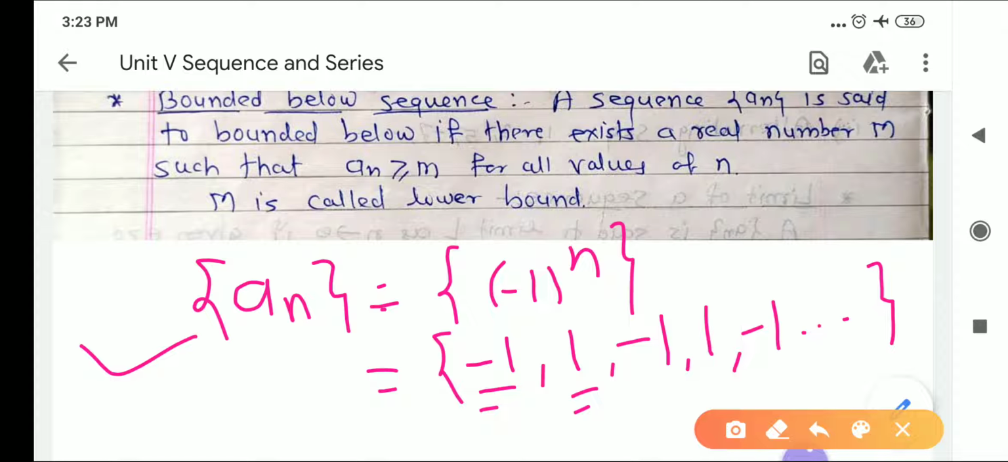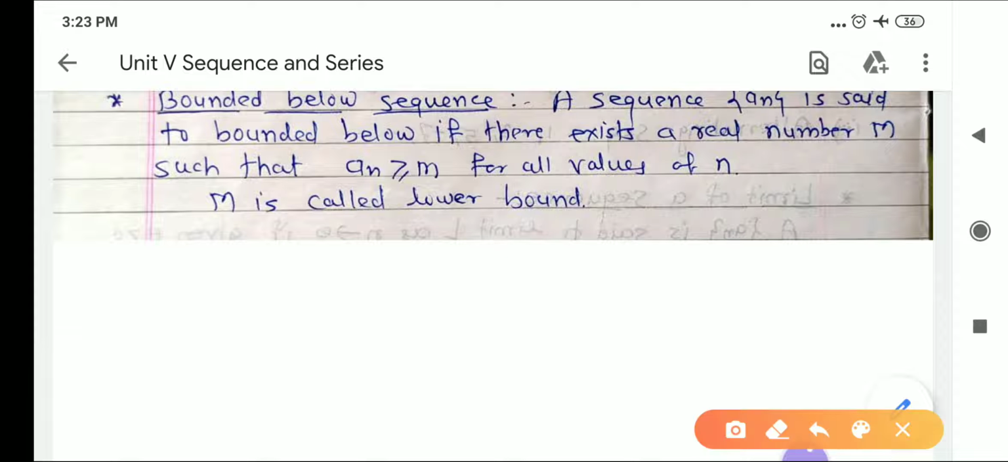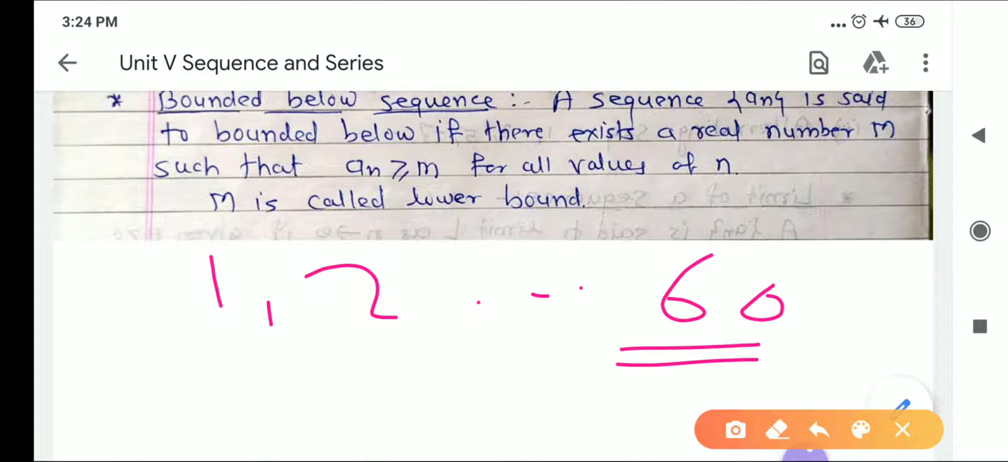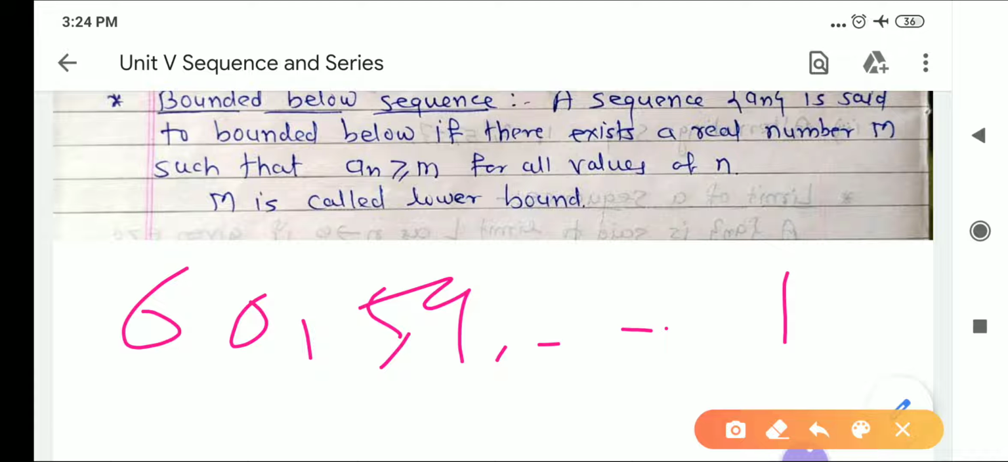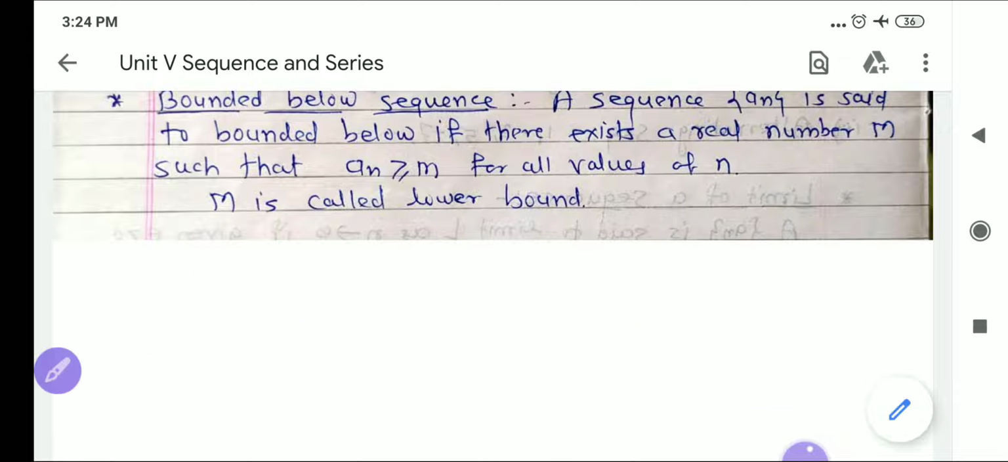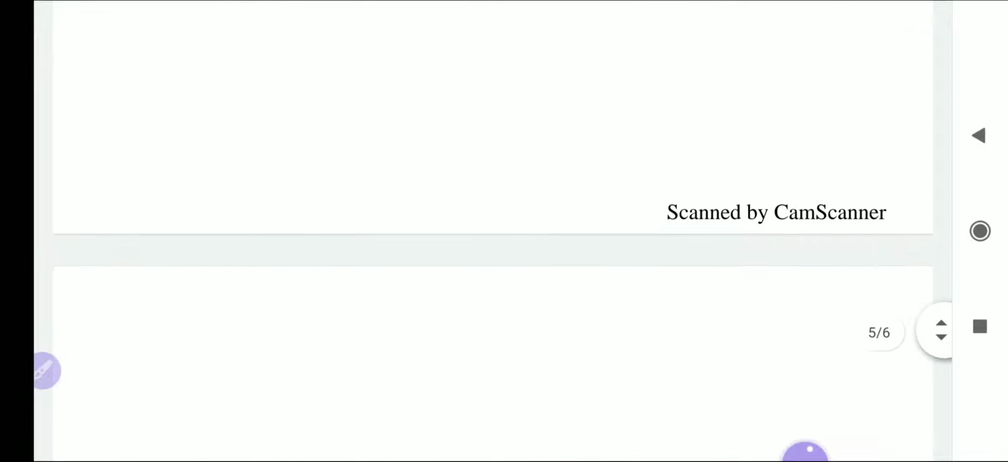Or for a bounded above sequence, we can take the example of roll numbers again, 1, 2, 3 and so on up to 60. So this 60 is the upper bound of this sequence. A bounded below sequence means if we write those roll numbers in reverse order, suppose 60, 59 and so on up to 1, so this is the bounded below sequence, monotonically decreasing, and 1 is called the lower bound of this sequence. Okay, so this is the bounded sequence, bounded below, bounded above. So this is related to sequence.